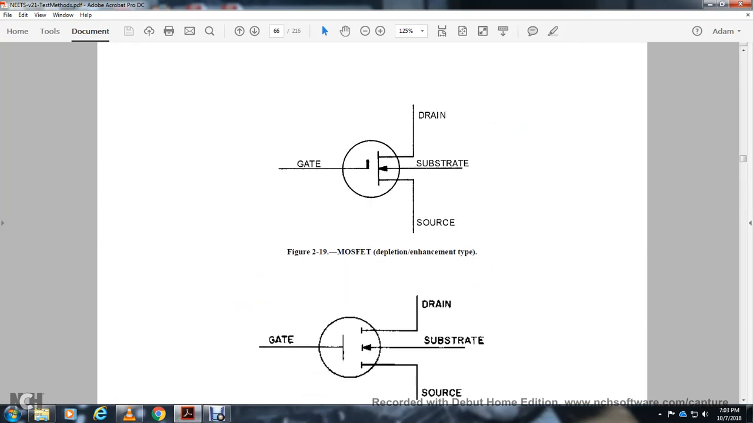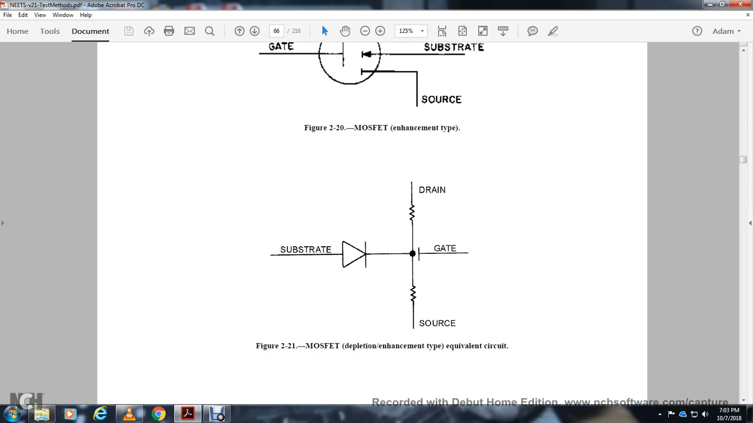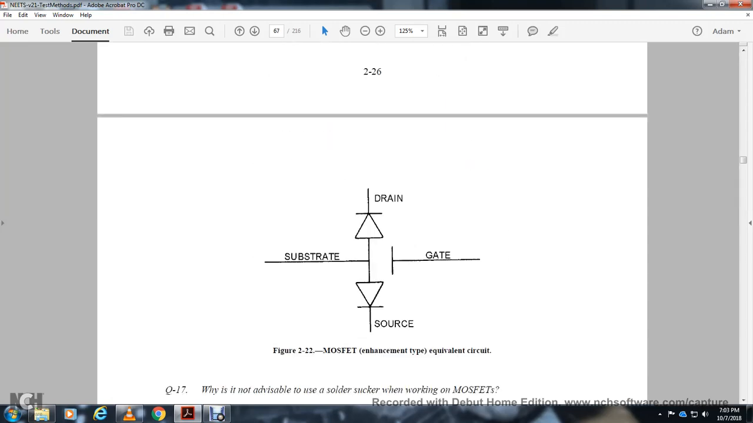Alright, metal oxide: drain, substrate, gate, source; substrate, source and gate; substrate, gate, drain; and gate, drain, substrate, gate, source.